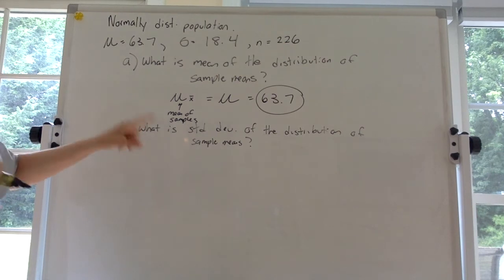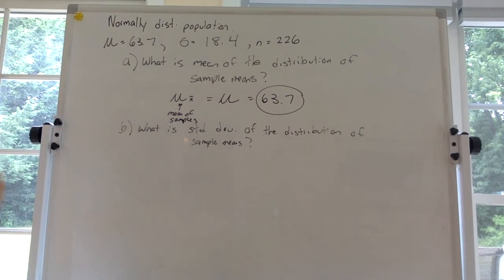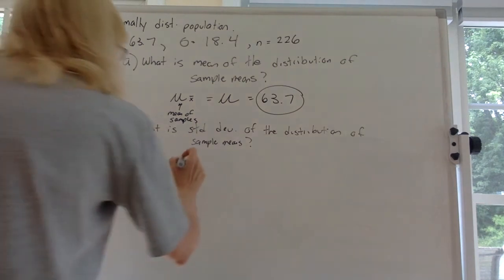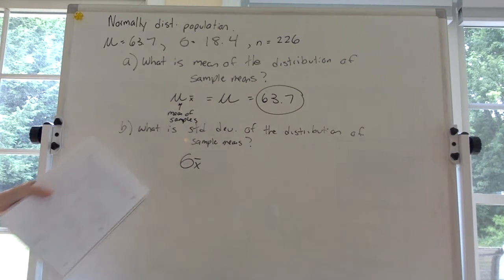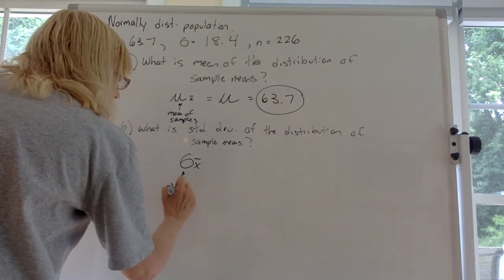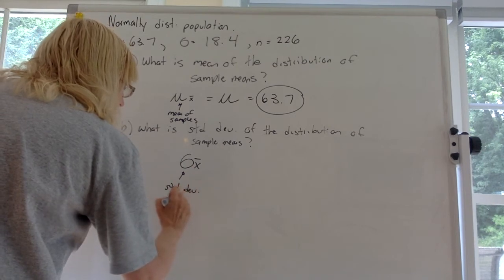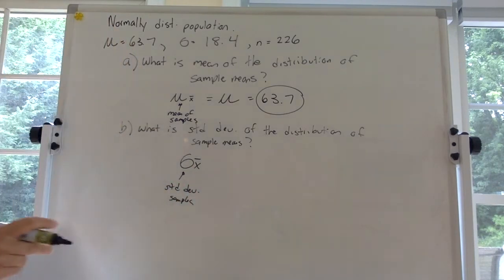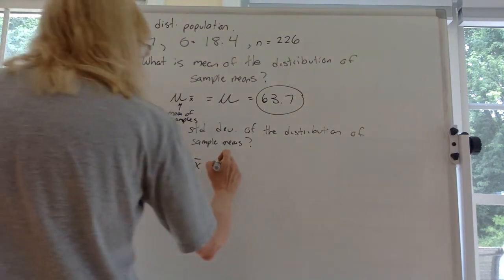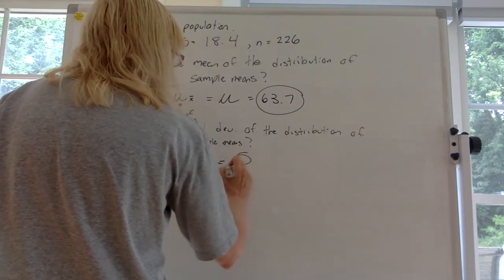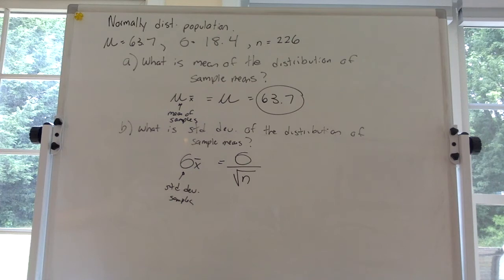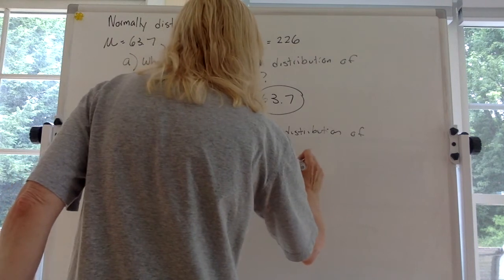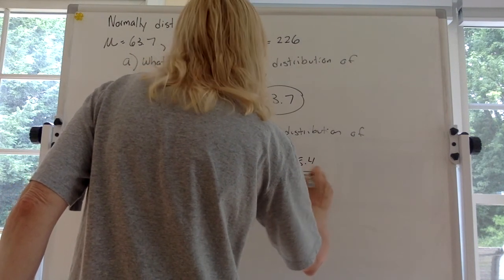Part B asked, what is the standard deviation of the distribution of sample means? The way you denote that is you use that sigma with a little subscript x bar. So think of that as the standard deviation of the samples. Okay, so in this case, it's not just equal to the population one. You have to take the population standard deviation and divide it by the square root of n, the square root of the sample size. All right? So in that case, it's 18.4 divided by the square root of 226.